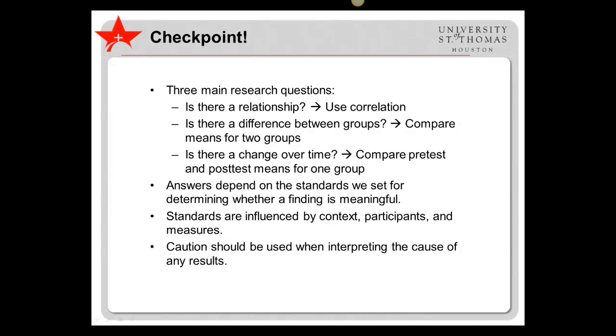To summarize, there are three main research questions, each of which has a corresponding design. Is there a relationship? Use correlation. Is there a difference between groups? Compare means for two groups. Is there a change over time? Compare pretest and post-test means for one group. The answers to these questions depend on the standards we set for determining whether a finding is meaningful. Standards are influenced by context, participants, and measures. Finally, caution should be used when interpreting the cause of any results.